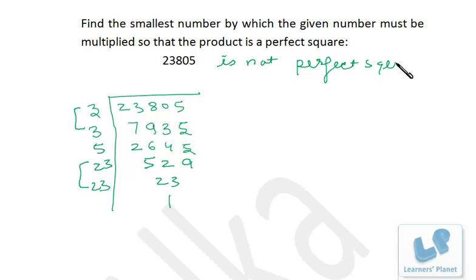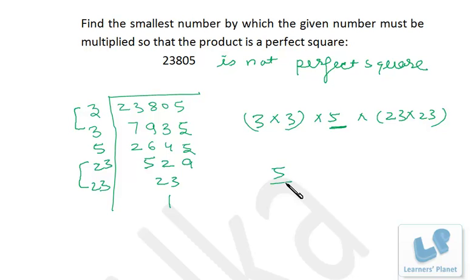Now what is the smallest number by which it has to be multiplied so the product is a perfect square? We are having a single 5 left with us. Now we want one more 5. If we have one more 5, then we can make a pair of 5 also, right? So the least number that should be multiplied to this number is 5. So it's 3 into 3 into 5 into 23 into 23. If we have one more 5, this number will be converted to a perfect square number. Okay, so your answer is 5.